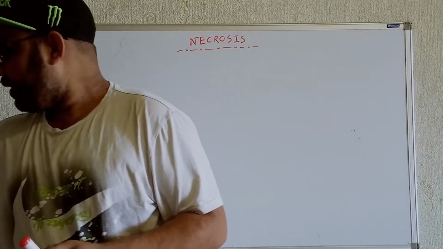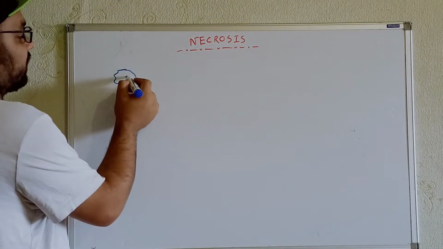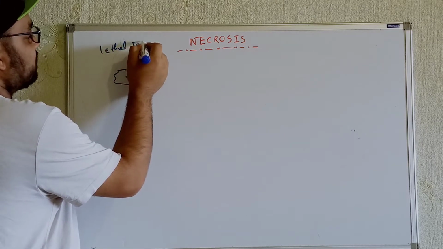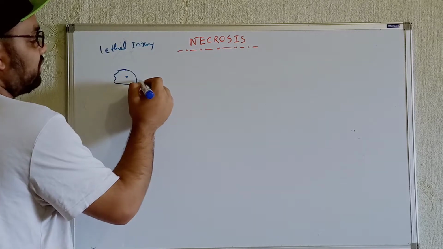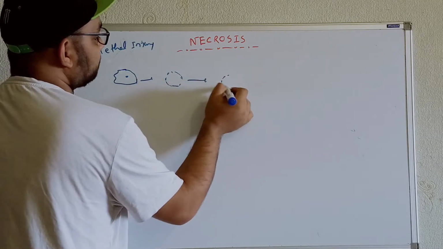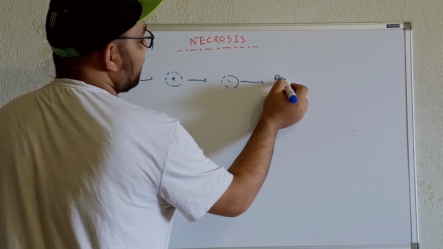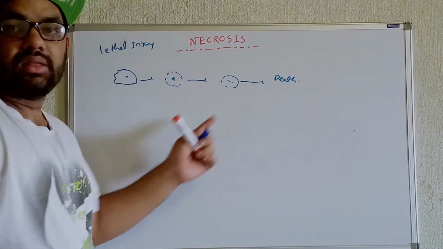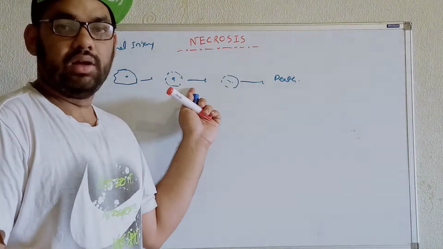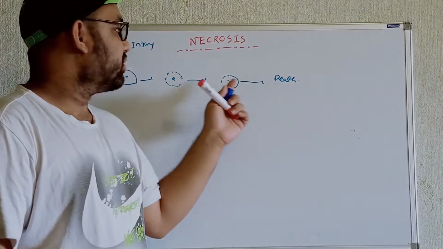For example, say there is a cell. If we see the lethal injury, we'll see the progression of the cell before it dies. Before death of the cell, we see some morphological changes in the cell. The morphological changes that we see before the death of the cell are known as necrosis.